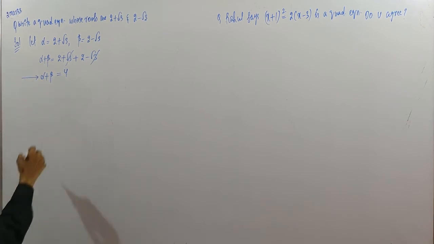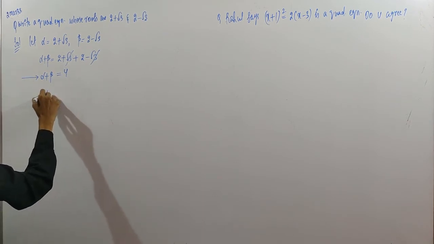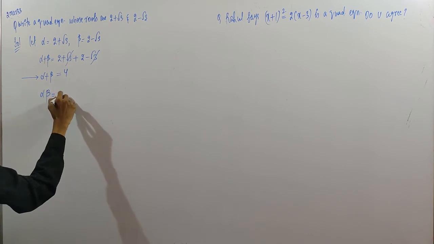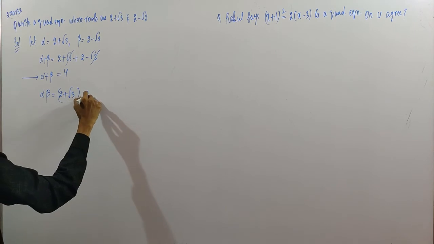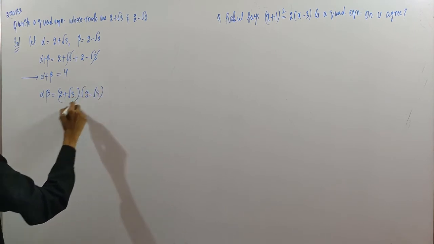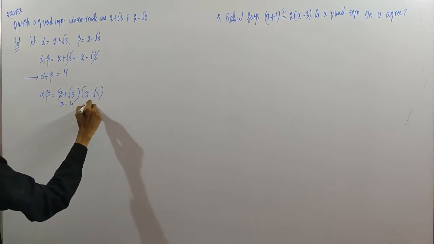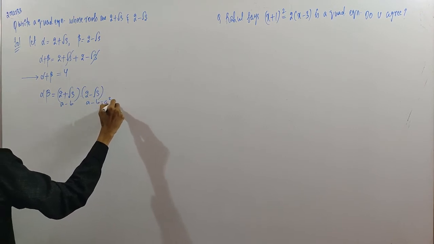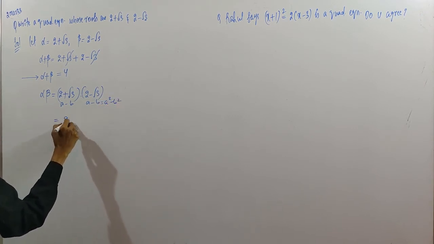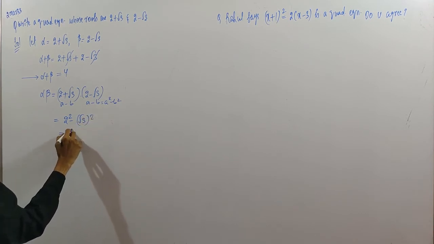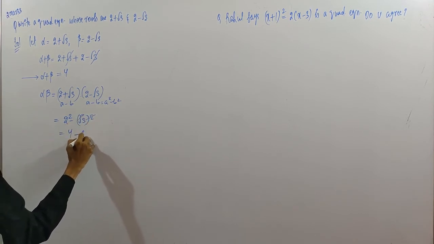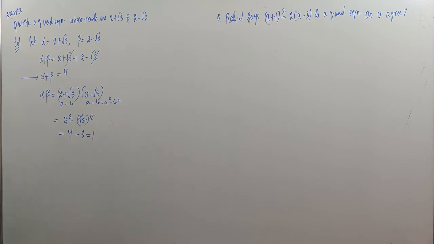That is the sum of the roots. Now get the product of the roots, alpha into beta. We have alpha value is 2 plus root 3 into beta value is 2 minus root 3. So a minus b into a plus b will become a square minus b square. So we have 2 square minus root 3 square. 2 square value is 4, the root and square will get cancelled, we have 3. So 4 minus 3 we have 1.